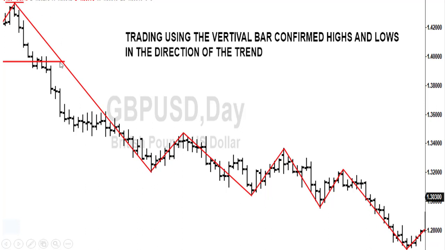Once this line here was broken, this market had changed trend because it was a higher low over to the left. It broke through that, indicating a trend change, and look where this market went once this was indicated, from about 140 up here right down to 128.